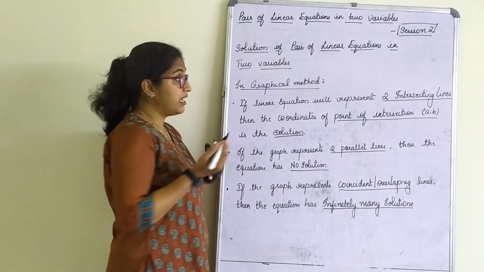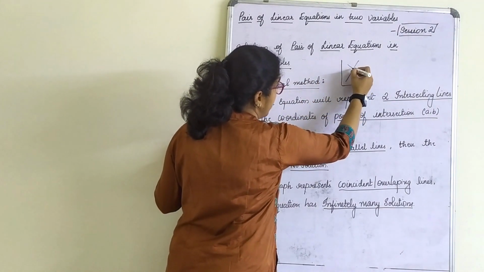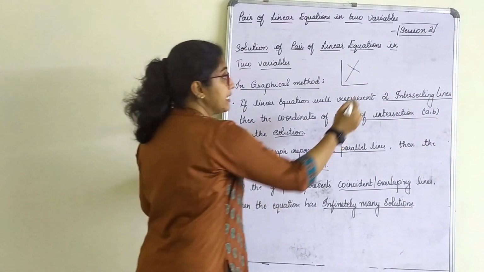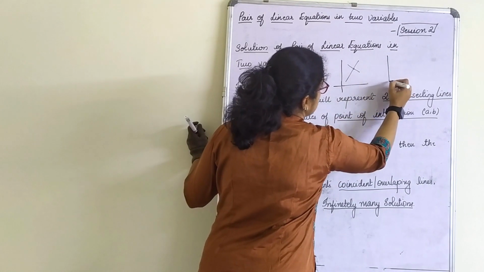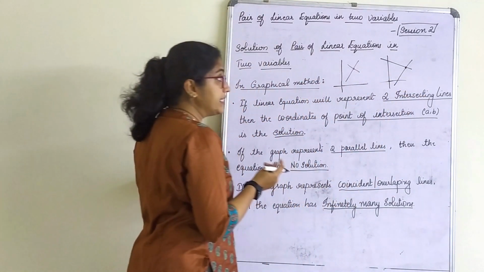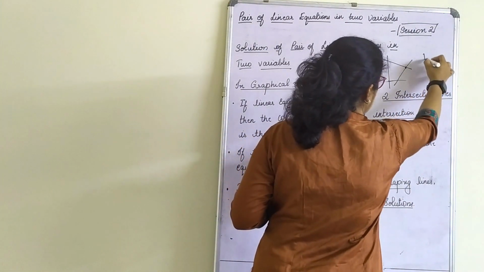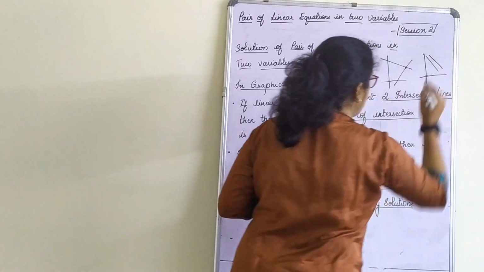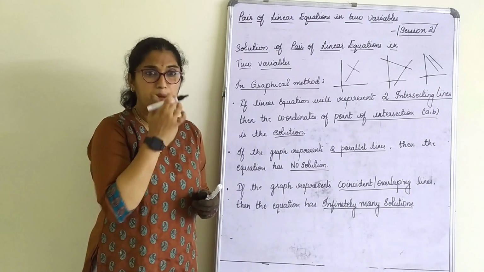So the first graph that we plotted was an intersecting line at one point. The second graph, the homework I had given you, also was an intersecting line at one particular point. But the third graph given for homework, the solution of the graph was parallel lines. Correct? So you need to only mention that the lines are parallel.